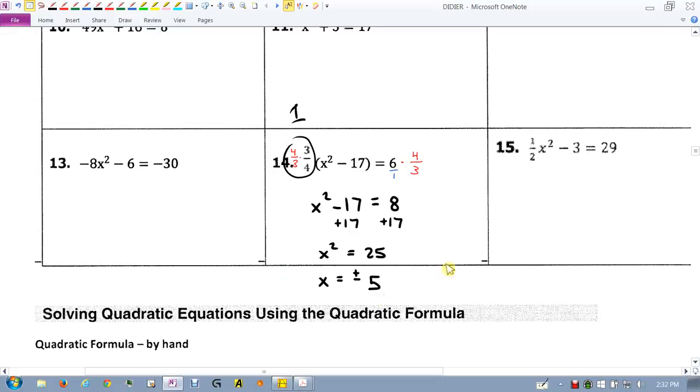I'm not going to do 15, but let's talk about 15. The difference here on 15 and 14 is that on 14, there was a parentheses around these two, right? Here, there's no parentheses. So what I could do here is add 3 to both sides first, and then multiply both sides by what? The reciprocal of 1/2, which is 2. So this would be a different operation than this. This one, I actually do the reciprocal first, then move on. Here, I move the 3 over and then multiply both sides by 2.